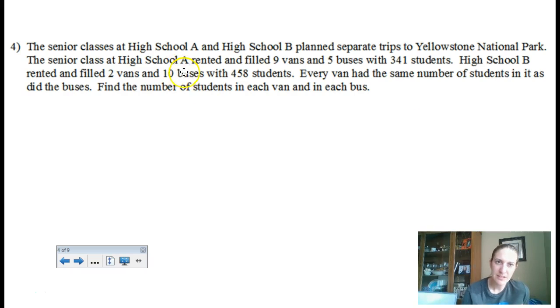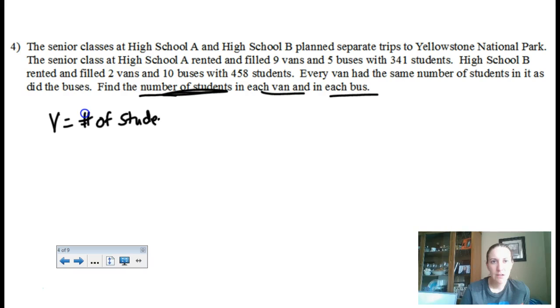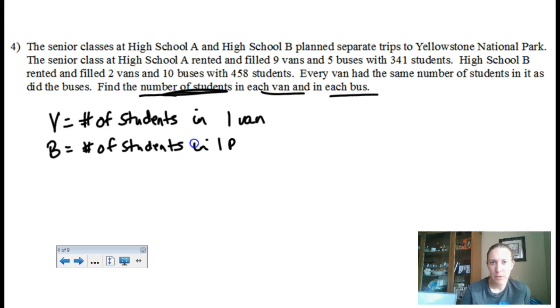So right there at the end tells us what our variables are going to represent. It is the number of students in a van and the number of students in a bus. So let's go with V equals number of students in one van. So it's not total students who rode in a van, just how many students fit in one van. And then how about B for number of students in one bus.